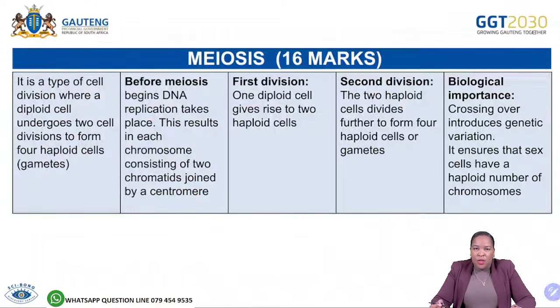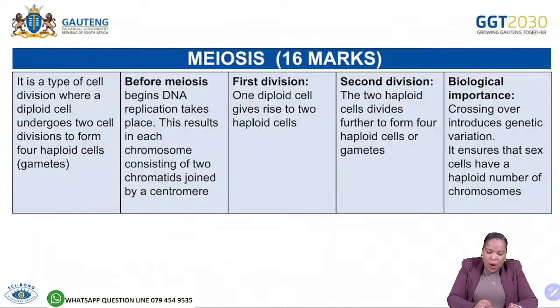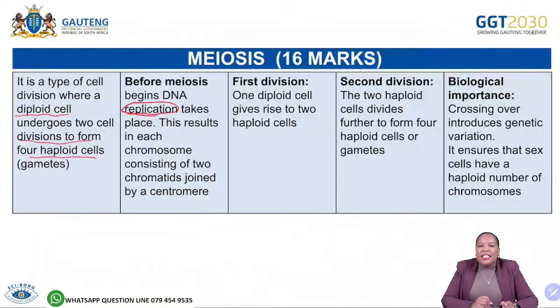Then we are done with your nucleic acids. We're moving on to meiosis. Meiosis is going to amount to 16 marks out of your paper. And then remember here, you just need to be able to tell us this is the type of division where a diploid cell undergoes 2-cell division to form what? 4 haploid cells. That is the definition of meiosis. Now, before it takes place, you must be able to tell us that it undergoes what? DNA replication. And then it goes into the first and the second meiotic division. The first one is where you are forming 2 haploid cells. And then the second division, you are forming 4 haploid cells.